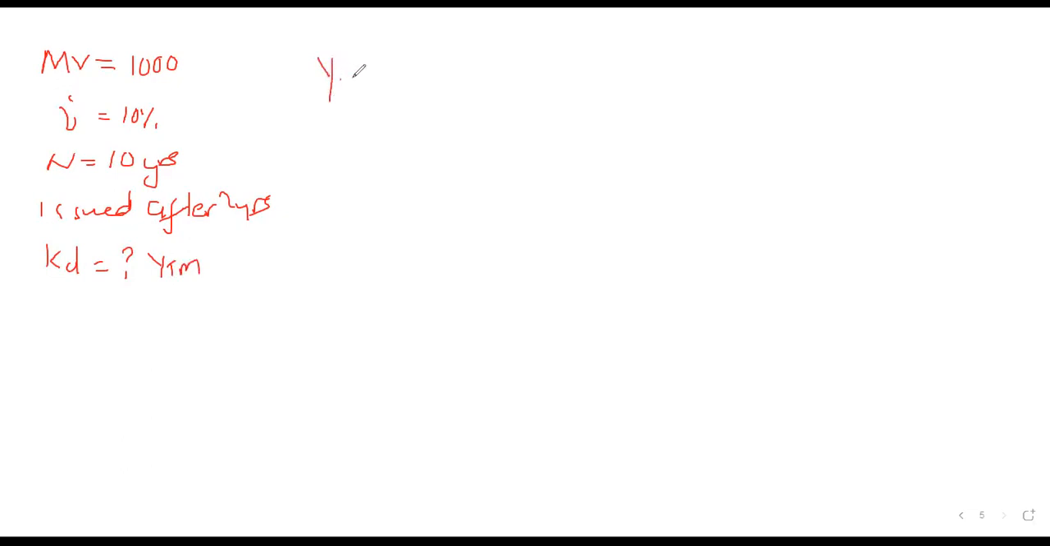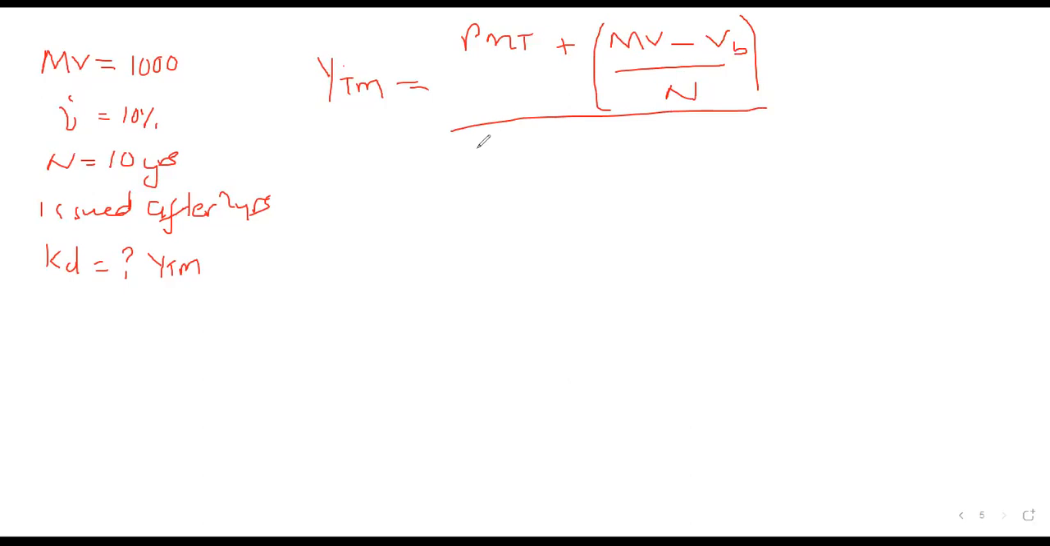Yield to maturity is given by a coupon payment plus maturity value, subtract value of the bond, over N, then divided by 2 VB plus maturity value over 3. Then they remove these two, you can use any other formulas.